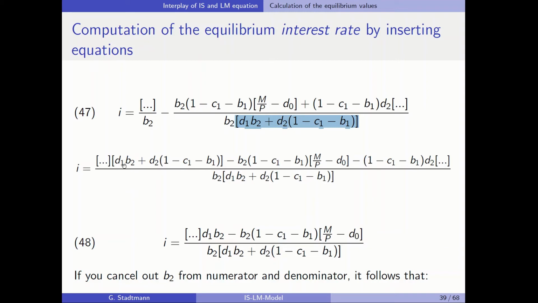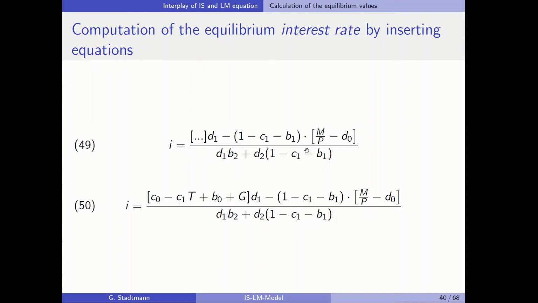So we are left with D1 B2 times the elements in the square brackets, which are here, and then minus B2 times 1 minus C1 minus B1 in brackets times M over P minus D2 in square brackets. In the denominator, nothing has changed. Now we can cancel B2 from the numerator and the denominator. There is a B2 here, there is a B2 there, and there is a B2 there. This B2 can cancel out.